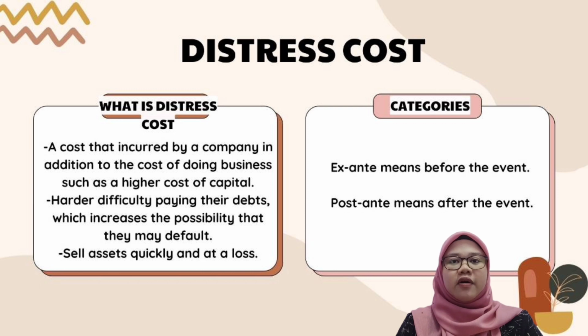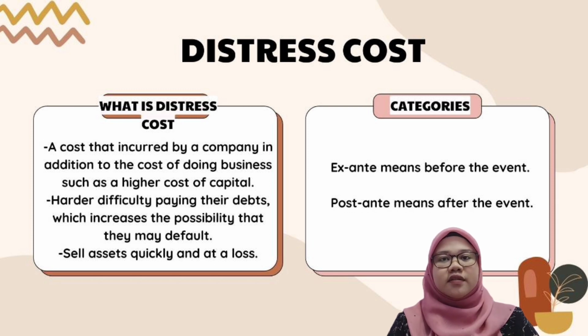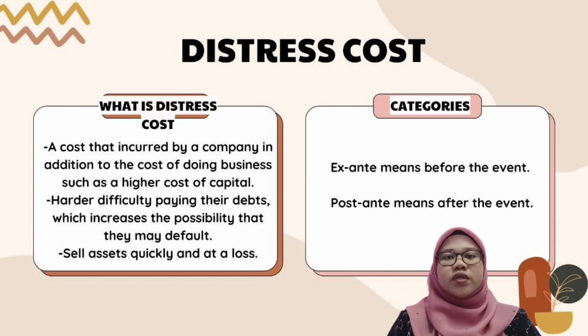Companies that are struggling often have more difficulty paying their debts, which increases the possibility that they may default. In order to pay immediate obligations, it could be necessary to sell assets quickly and at a loss. Distress cost is divided into two categories, which are ex ante and ex post.